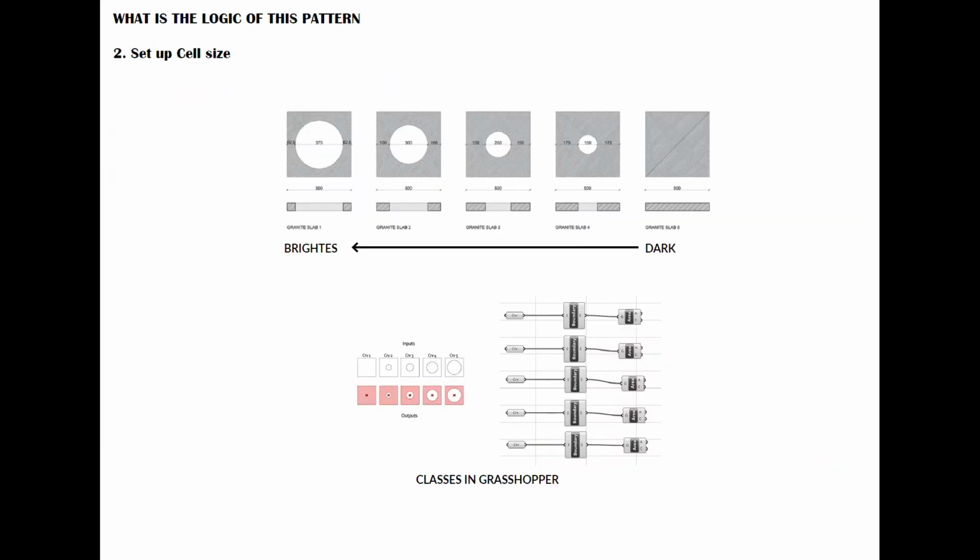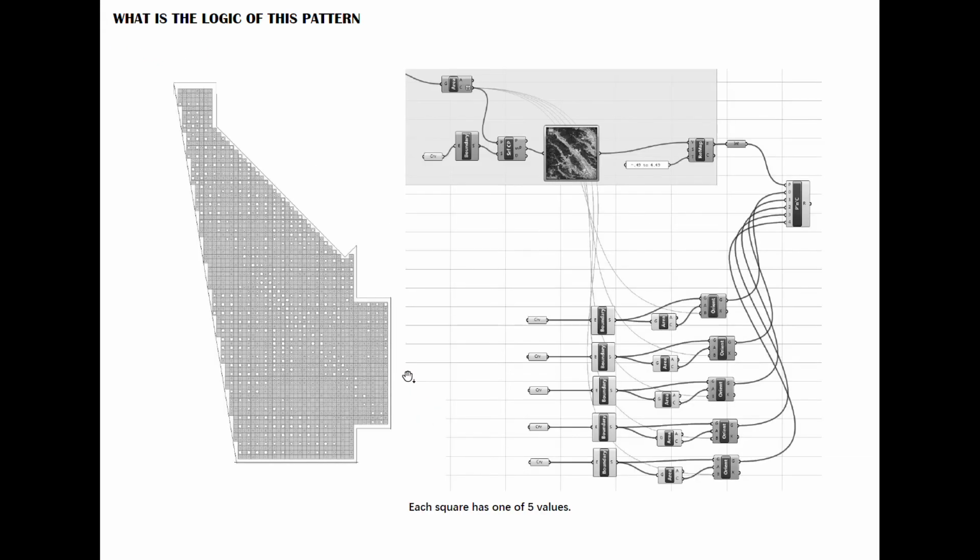What MDP did is that they established 5 different paver types as shown here. The biggest circles correspond to the lightest areas in the image, while the darkest correspond to the pavers with no hole. You can set up 5 classes in Grasshopper, then attach each square with different values.